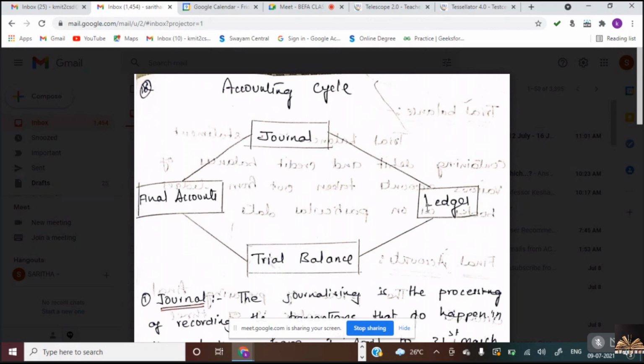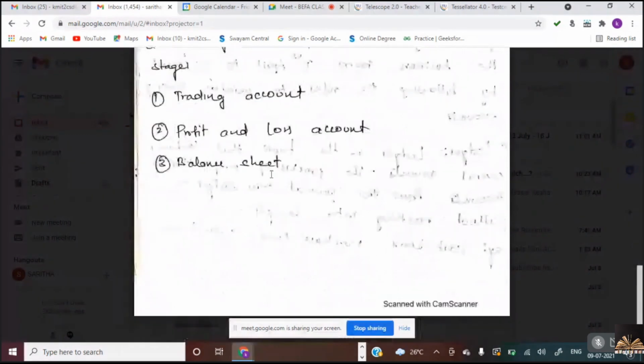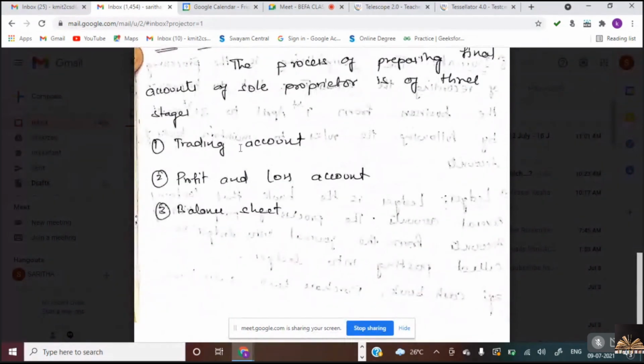So what set of problems will you get here? He will give transactions and ask you to journalize. If it is a big question, he'll ask you to journalize and post in the ledger. Or, with more than 50% chance, he'll give you a ready-made trial balance and ask you to prepare final accounts. And what are the 3 accounts that you need to prepare in the final accounts?